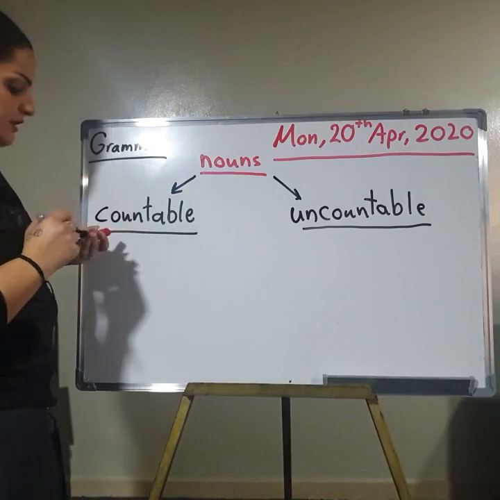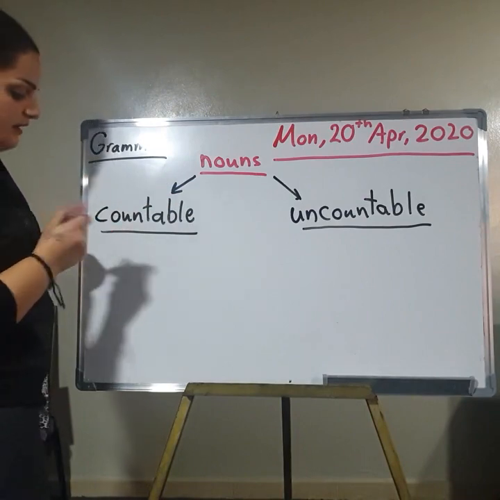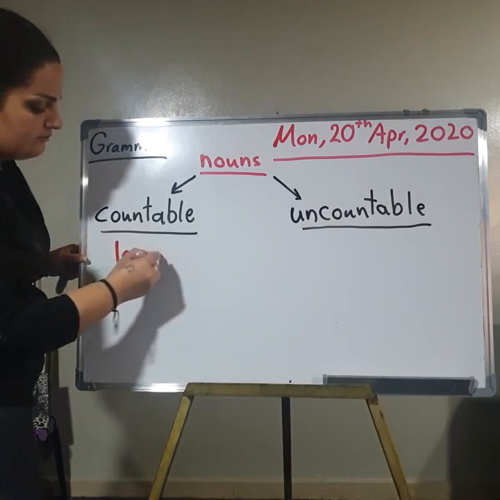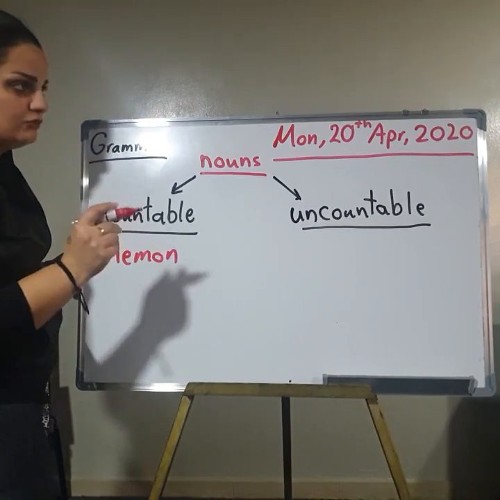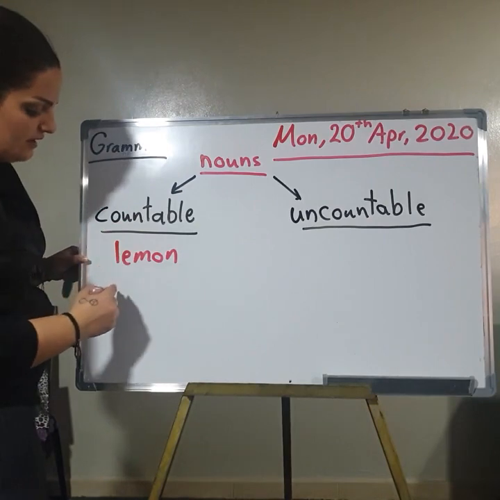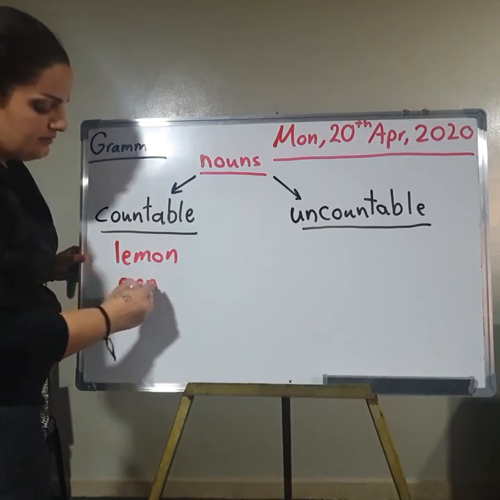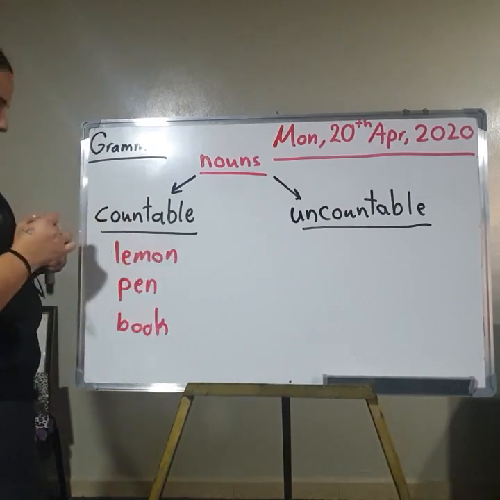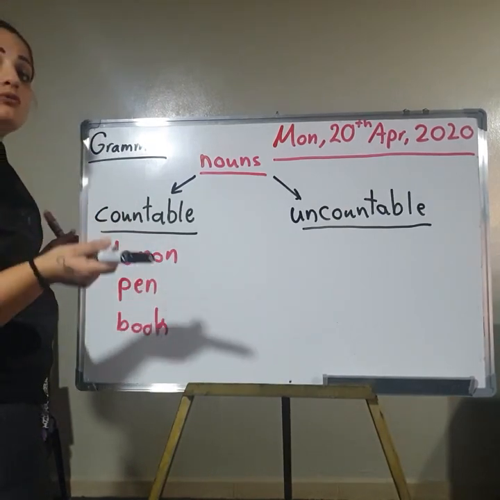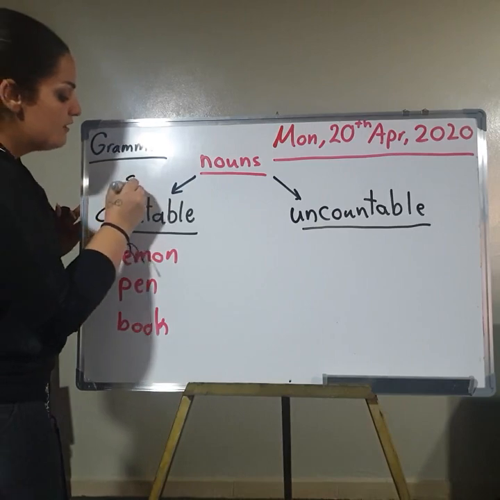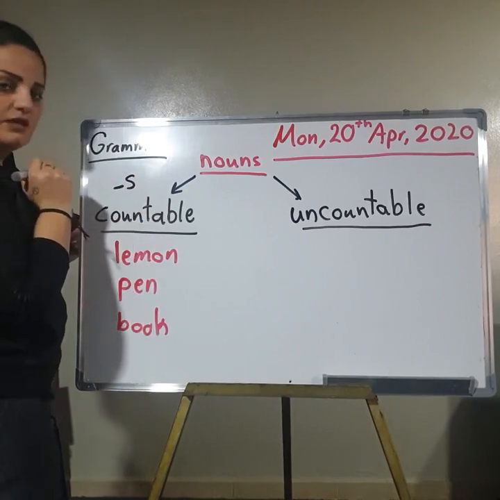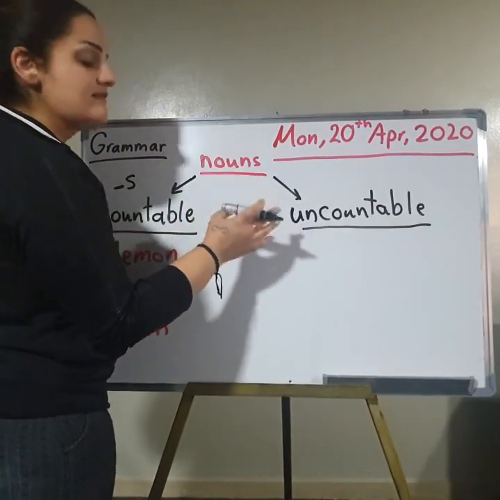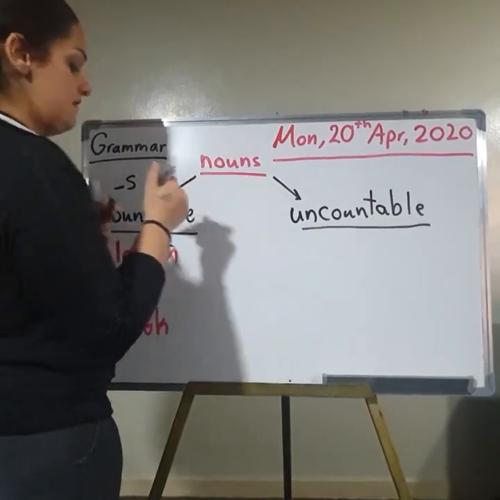They have no number. The countable nouns, like for example, if I say lemon, I can say 1 lemon, 2 lemons, 3 lemons, like this. I can say pen, book, okay? All these nouns, if I want to change them into plural, I only add the plural s, okay? But the uncountable nouns, they do not take the plural s. I cannot add plural s to these nouns.